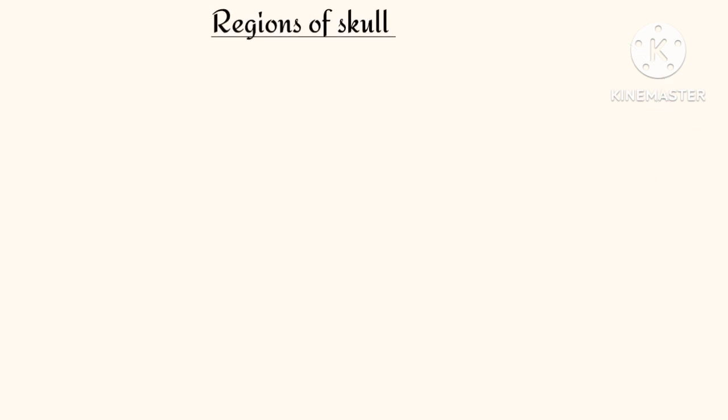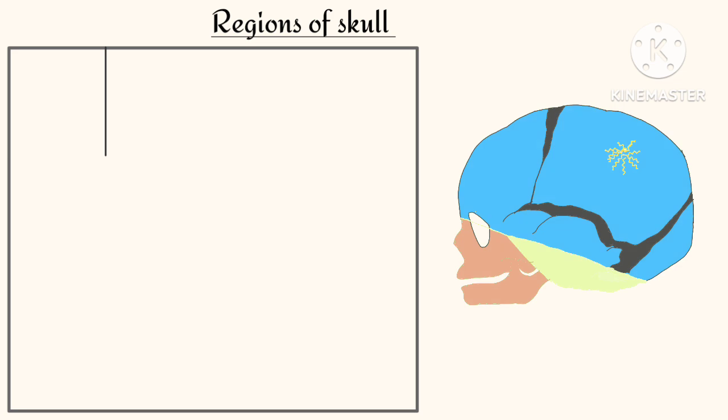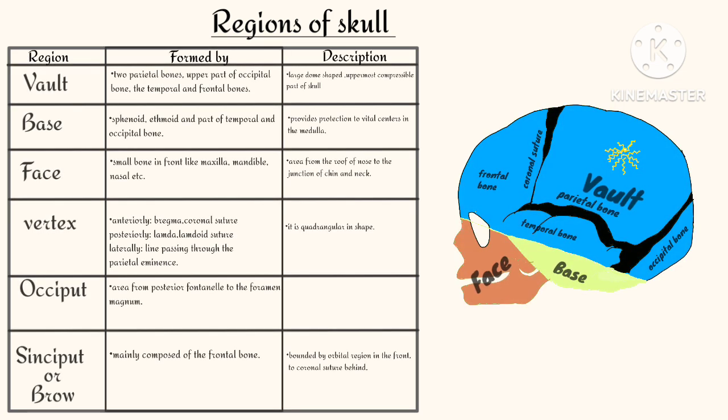Now that we know the bones, let's divide the skull into different regions. Vault. It is formed by two parietal bones, upper part of the occipital bone, the temporal and frontal bones. It is the large, dome-shaped uppermost compressible part of the fetal skull. Base. It is formed by sphenoid, ethmoid and part of the temporal and occipital bone. It is the lowest part that provides protection to vital centers in the medulla. Face. It is formed by small bones in front like maxilla, mandible, nasal, etc. It is the area from roof of the nose to the junction of the chin and neck.